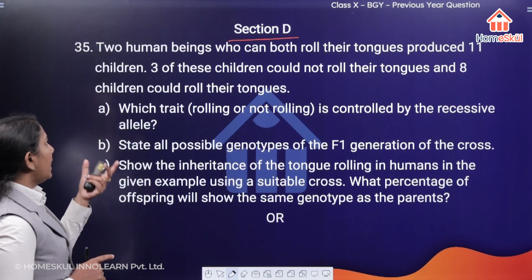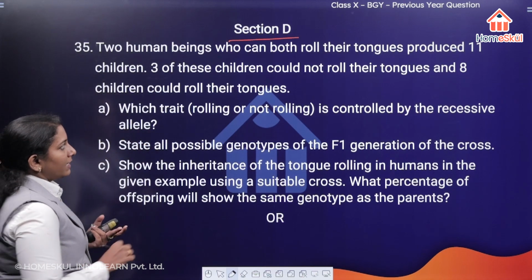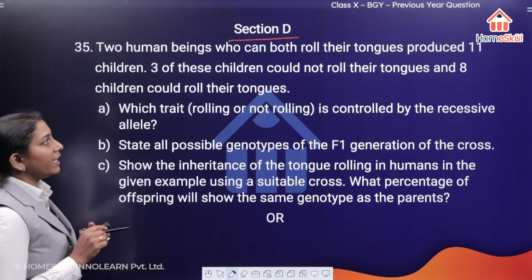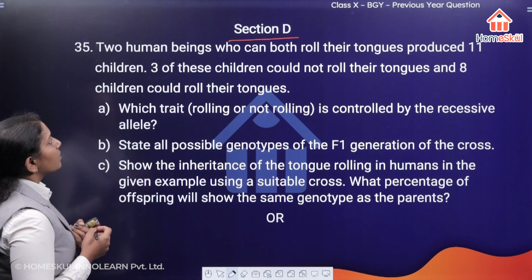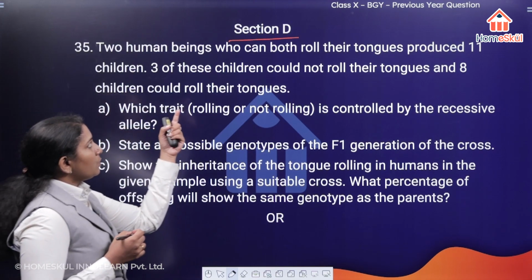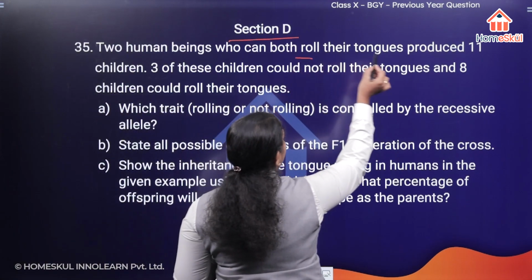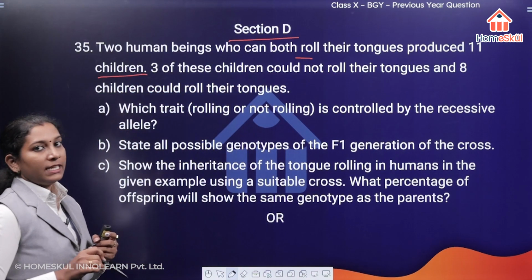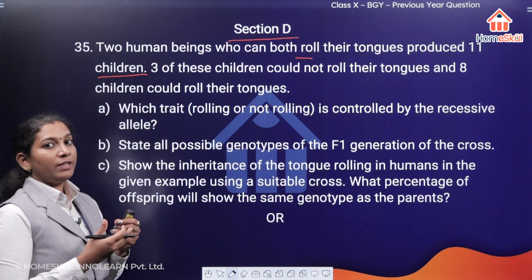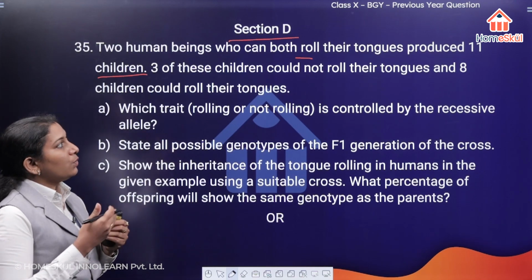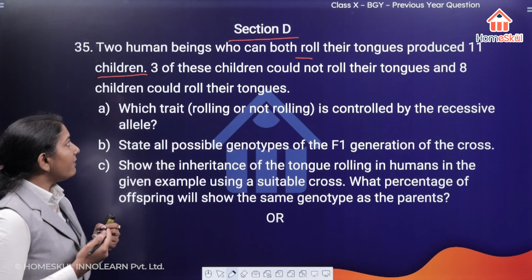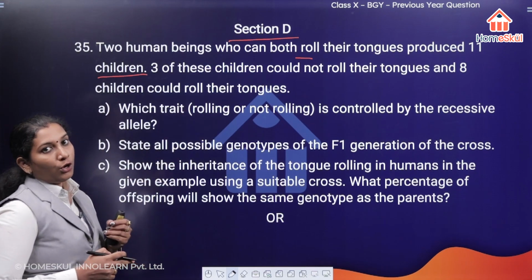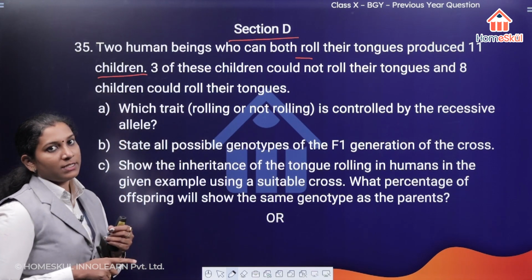So that is the condition, and the question is which trait, rolling or not rolling, is controlled by the recessive allele. The parents, both of them can roll their tongue. They will produce 11 children, 11 offspring, and out of these 11, 3 will be non-rollers and 8 will be rollers, tongue rollers.